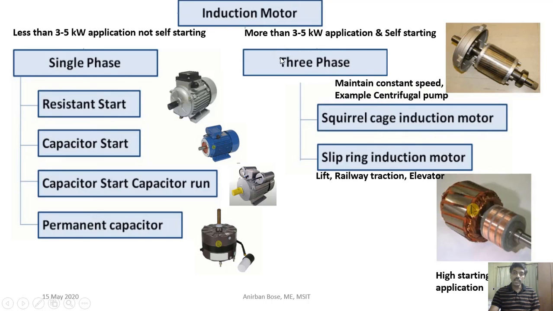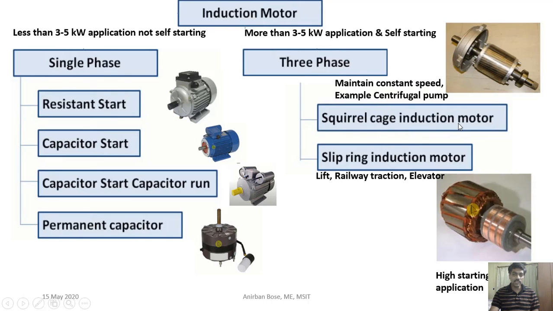Now three phase induction motors, they are self starting and they are generally capable of large power, more than 3 to 5 kilowatt, and they can be of two kinds: squirrel cage induction motor or slip ring induction motors. Slip ring induction motors are for high starting torque applications. They are used mainly for lift, railway traction, elevators. Basically these slip ring kind of motors are used.